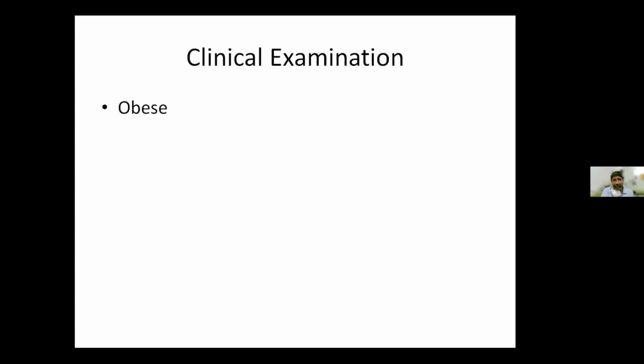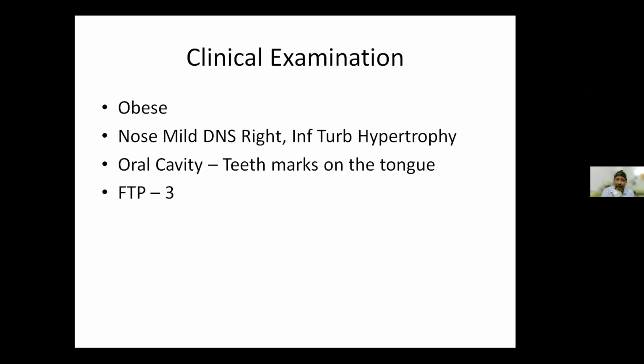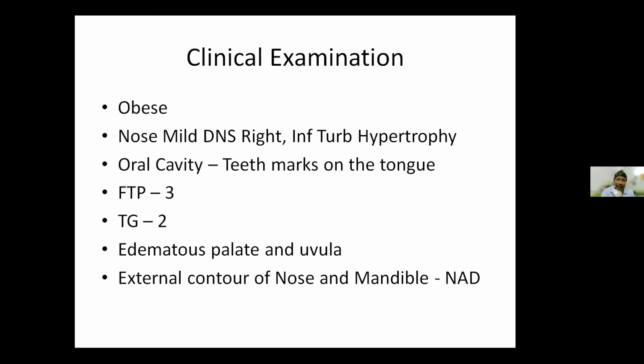And the clinical examination is obviously obese, with mild DNS with inferior turbinate hypertrophy. Oral cavity shows a lot of teeth marks on the tongue, with FTP 3 and tonsil grade 2, with edematous palate and long uvula. The external contour of the nose and mandible are nothing specific, no retrognathia.